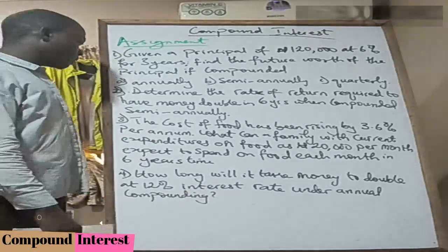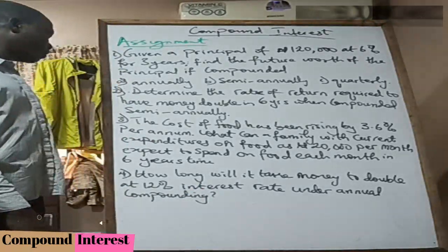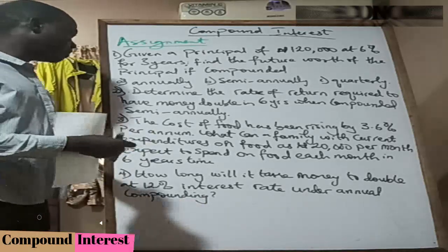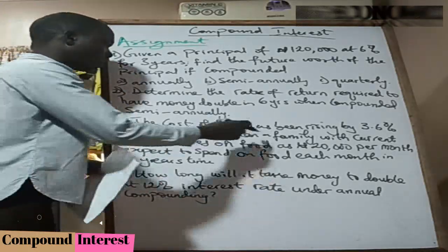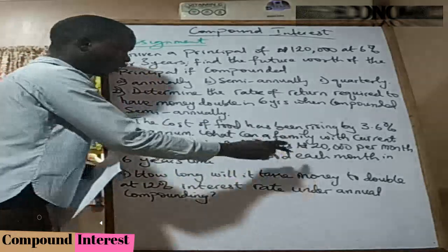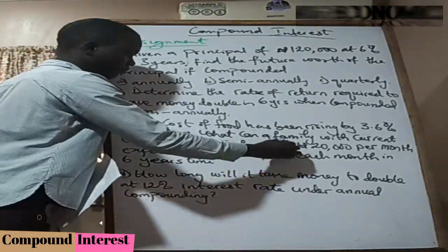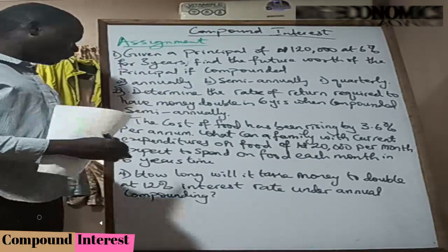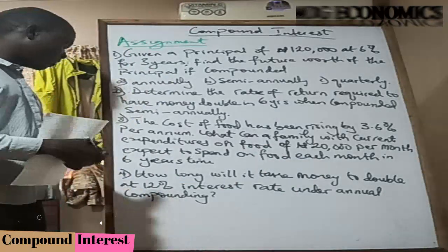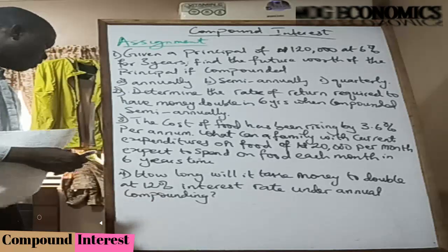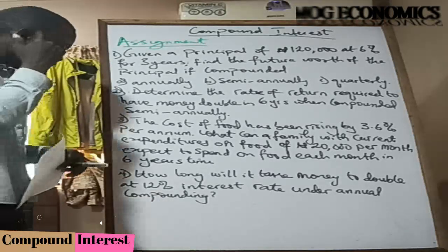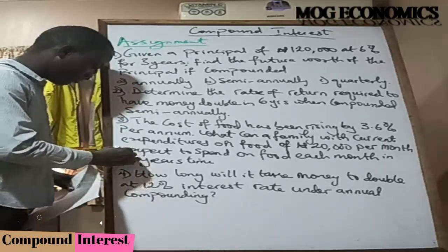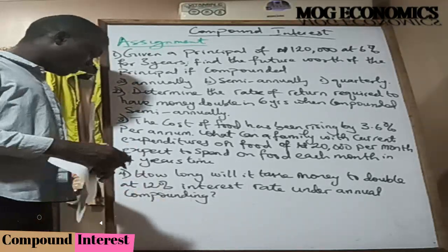And number 3, the cost of food has been rising by 3.6% per annum. So what can a family with current expenditures on food of 20,000 naira per month expect to spend on food each month in 6 years' time? Then the next one, let me just change it to 4 years' time so it doesn't look as if I have something to do with 6.